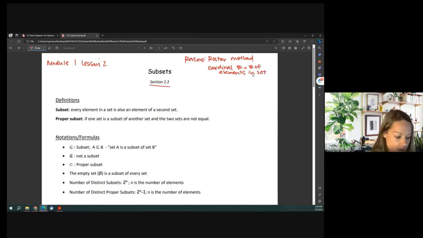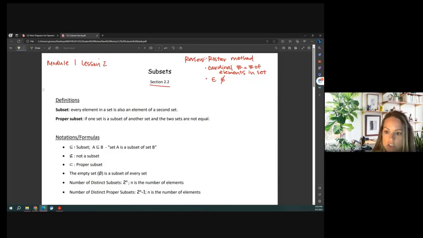And then we talked about the elements that were in sets. So we used this symbol to show that an item was an element of a set, and then this one to show that an item was not an element of a set. So today we're going to be talking about subsets and proper subsets.